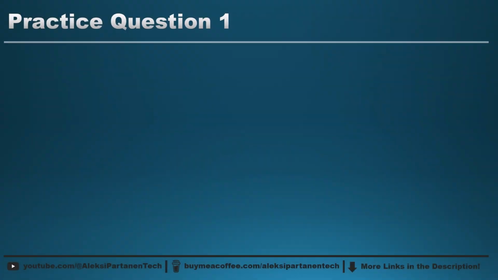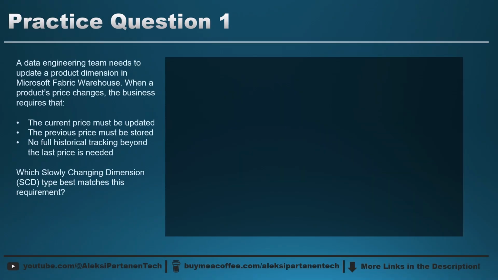Let's have our first question. A data engineering team needs to update a product dimension in Microsoft Fabric Warehouse. When a product's price changes, the business requires that the current price must be updated, the previous price must be stored, and no full historical tracking beyond the last price is needed. Which slowly changing dimension type best matches this requirement?